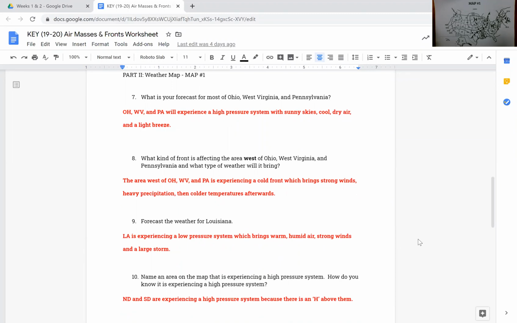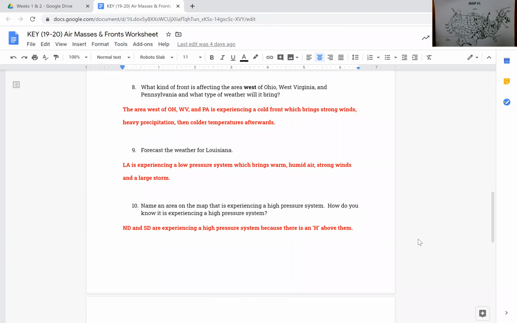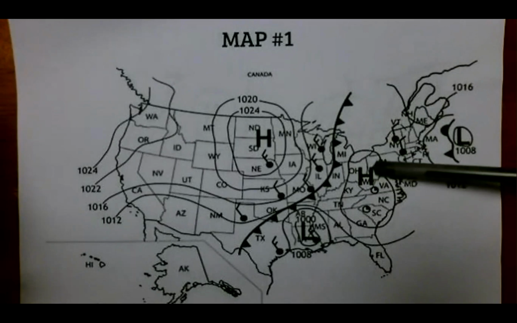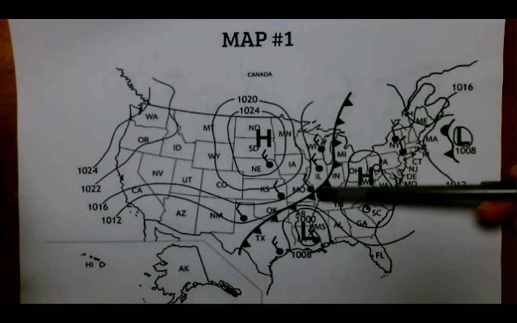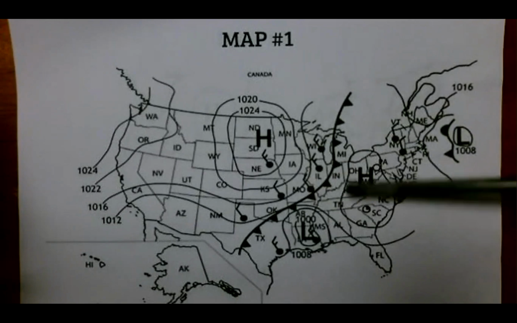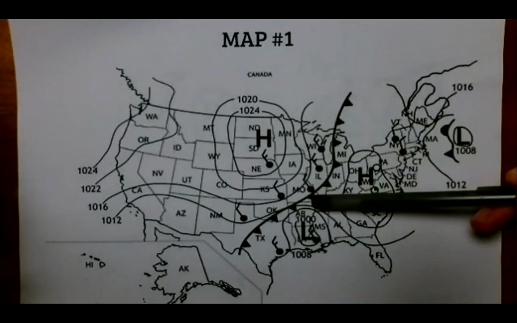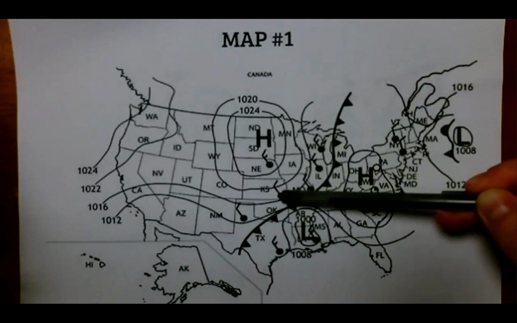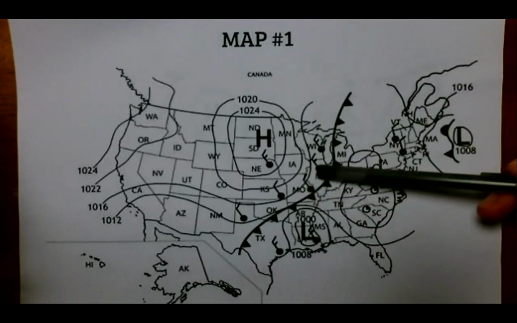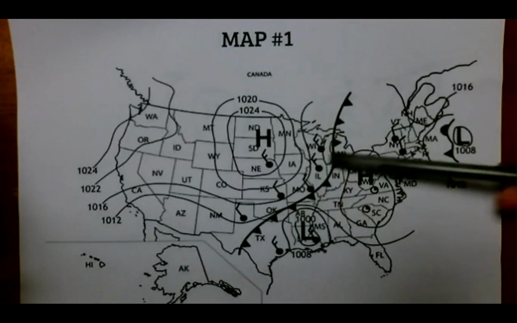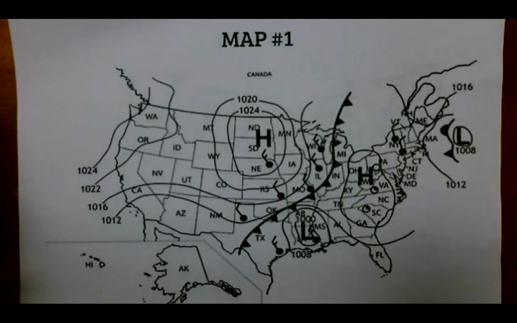Then if we take a look at number 8, what kind of front is affecting the area west of Ohio, West Virginia, and Pennsylvania, and what type of weather will it bring? So if we look back on the map, this is the area we're talking about. We want to look at the area west. So that's going to be in this area right here. So the only symbol that we are recognizing is going to be this cold front running through. These over here are actually wind direction and wind speed markers. We didn't necessarily learn about them, so we don't need to worry about them. But over here, what we do know is there's a cold front.